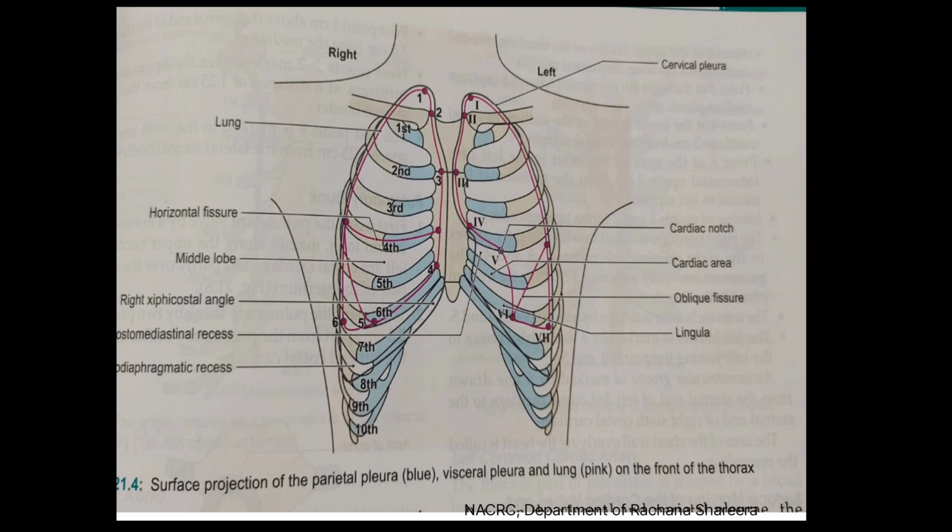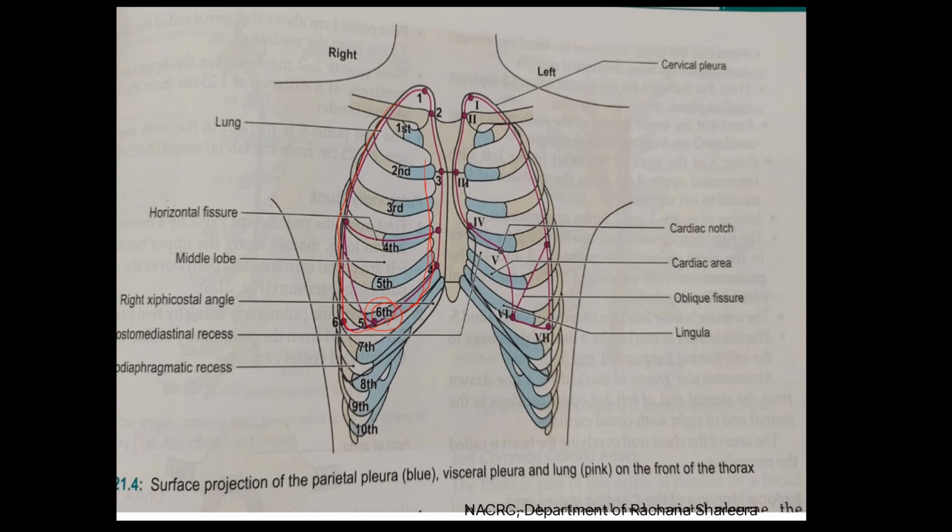Look at the surface projection of the parietal pleura in the blue line. Just 2 points above this is the surface marking of the visceral pleura and lungs. We can see, as we discussed in the last slide, the surface marking of the parietal pleura. There is the visceral pleura and lung surface marking in the pink lining. The levels are the mid-clavicular line 6th rib, the mid-axillary line 8th rib.